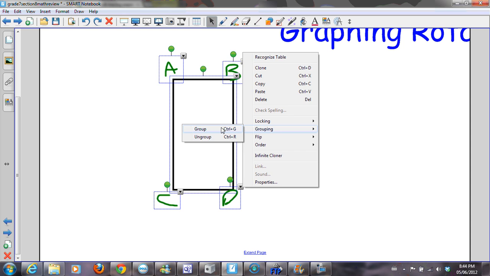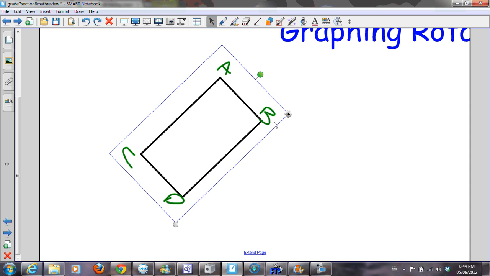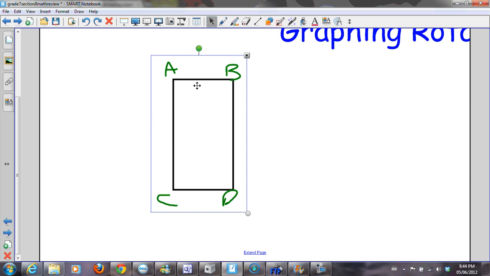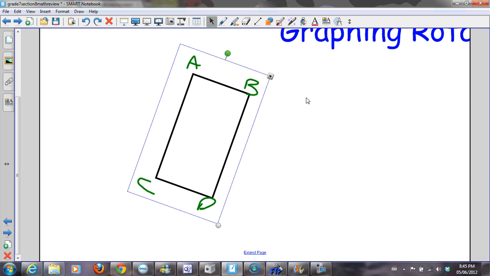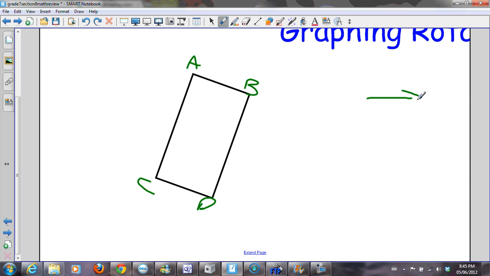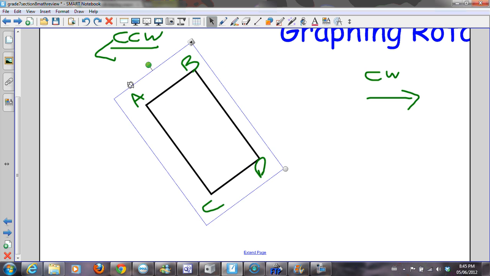So now that I've got them all joined together, you can see that I can rotate or flip my image around whatever way I want. Okay? So a few points about rotation. If I turn it this way, it's rotation to the right, or clockwise, the same direction as a clock. If I turn this way, it is counterclockwise, or the opposite direction of a clock. So this would be rotation counterclockwise. So that tells you which direction.